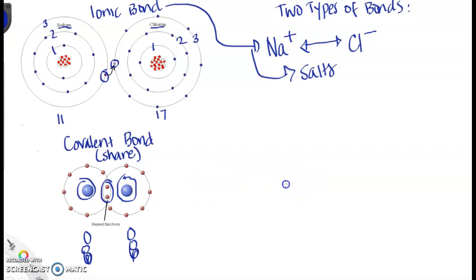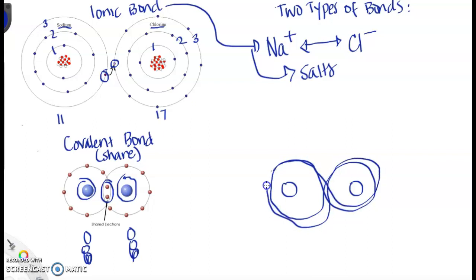If I have my oxygen here and my oxygen here, and I've got my 2 electrons here, they're spending time on each oxygen. They're sharing them. Sometimes it's over here, sometimes it's over here, and so on. So that is sharing. There are 2 types of covalent bonds, and we're going to talk about that in the next section when we talk about water.